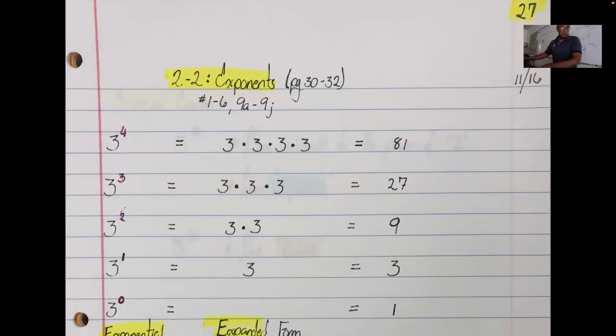3 to the 2nd power would be 2 3s being multiplied together. And 3 to the 1st power, there's just 1 3. Again, that does not mean 3 times 1. I know that 3 times 1 is 3, but that is not the same thing. This just means that there's 1 3 here, and 3 is just equal to 3. It is always multiplication when we're dealing with exponents.